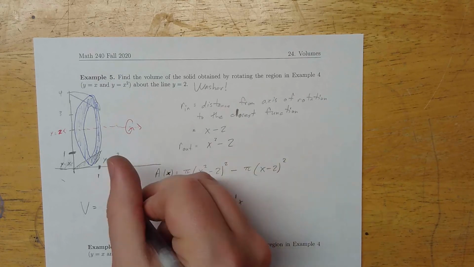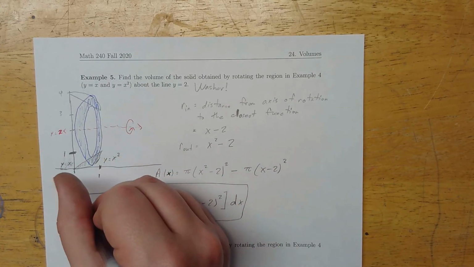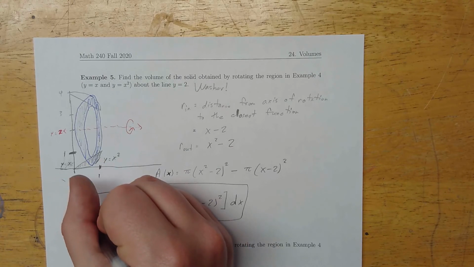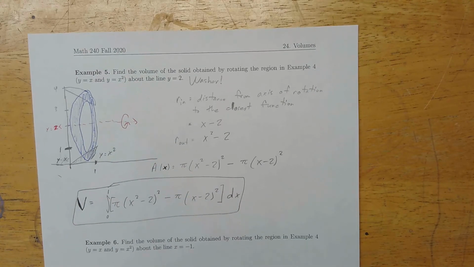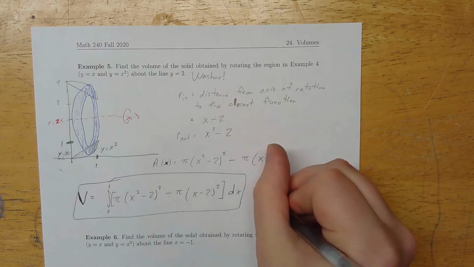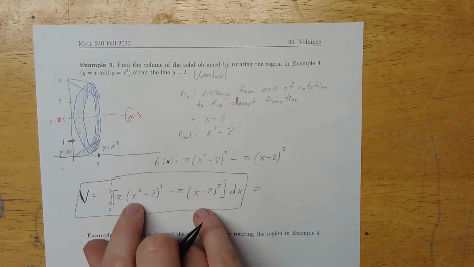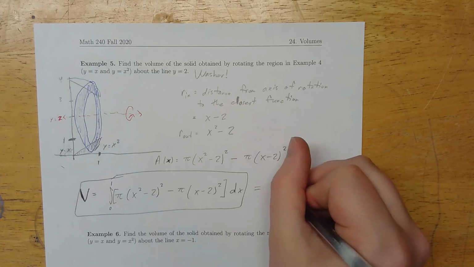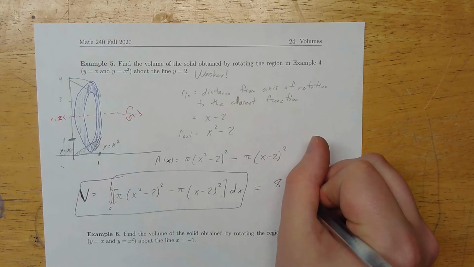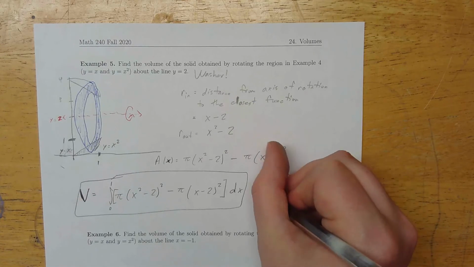And I'm mostly looking on the scanned homework to see if you can set these up. So you've got your outer radius, you've got your inner radius. And so when we go through this process, you'd want to FOIL these out before you integrated. But what you should get, if you want the extra practice with integration, is 8 pi over 15.